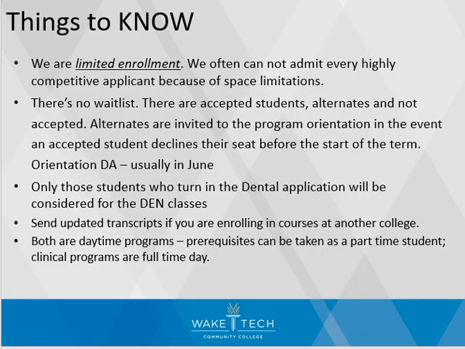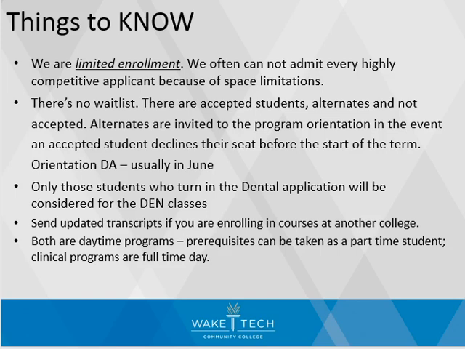There are some important things to know as you move forward with your process. The first is we are a limited enrollment program, which means that we often cannot admit every highly competitive applicant because of space limitations. In this case, the program only admits 32 students. There is no wait list. There are accepted students, alternates, and not accepted.